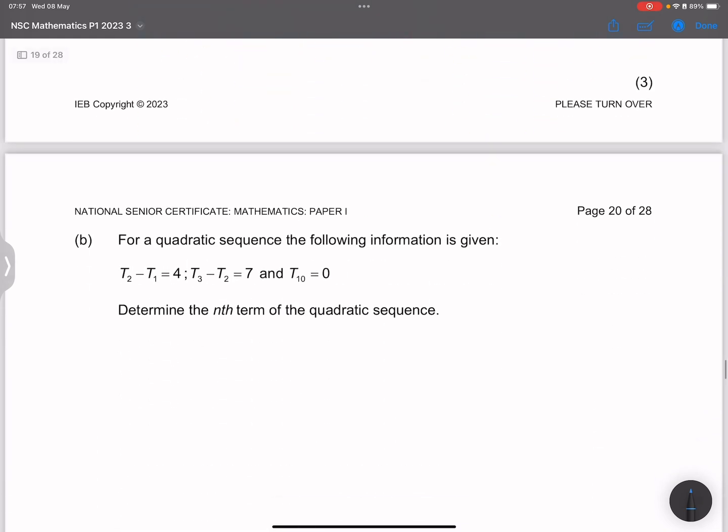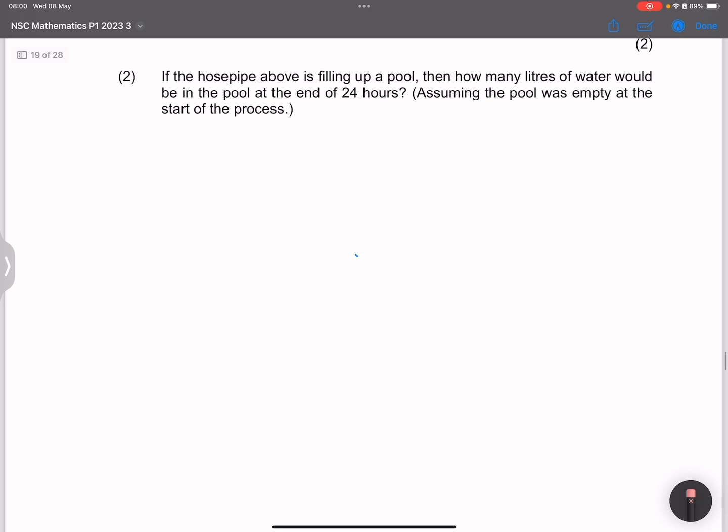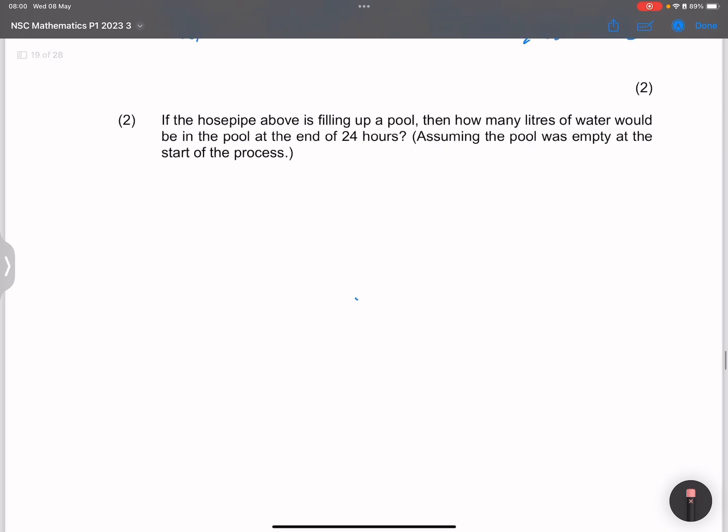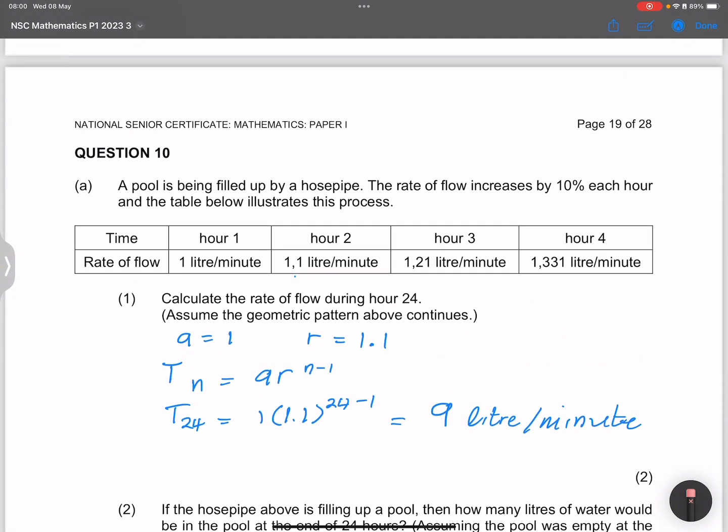Okay, so on to the next one. They say if the hose pipe is filling up a pool, then how many liters of water would be in the pool at the end of 24 hours? Assume that the pool was empty at the start of the process. Remember that we are filling up the pool at a rate of 1 liter per minute, and it keeps increasing like that.